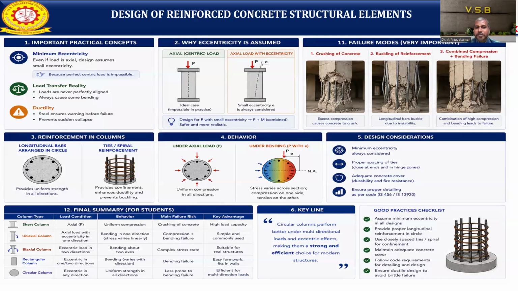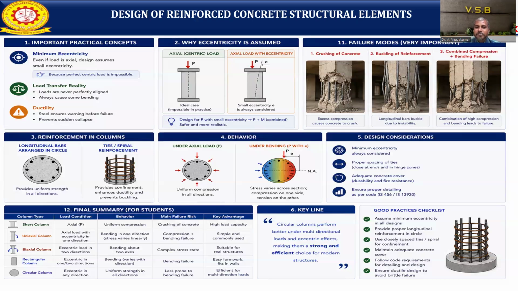So the main failure risk of a short column is crushing of the concrete. But in the case of uniaxial bending, not only crushing but also bending failure will occur in one direction. In a biaxial column, the failure is complex, with stress varying from all directions. A rectangular column fails purely in bending. A circular column is less prone to bending failure.